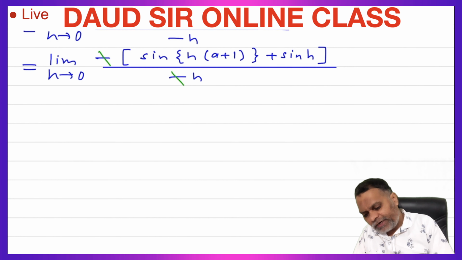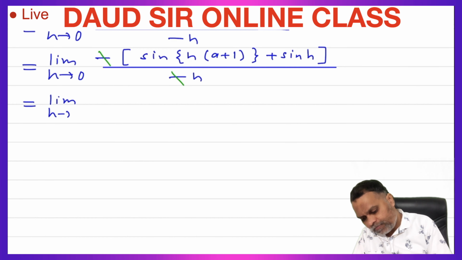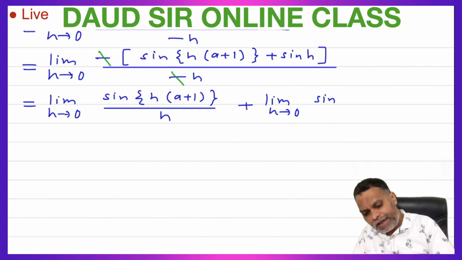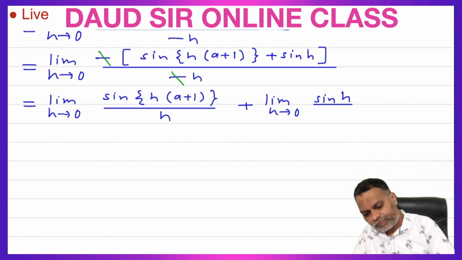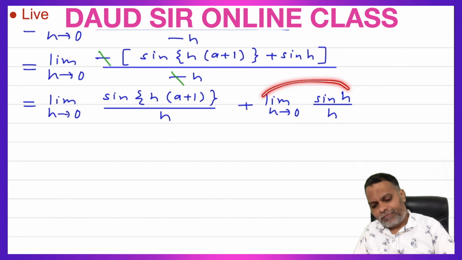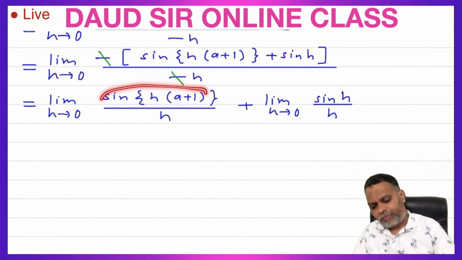Here take separate limits. Limit h tends to 0 of sin h into a plus 1 upon h, plus limit h tends to 0 of sin h upon h. So this we can write directly as 1, and here we have to make the formula.